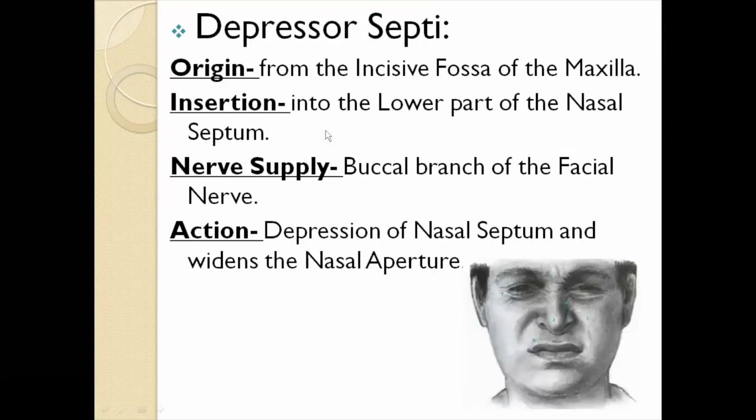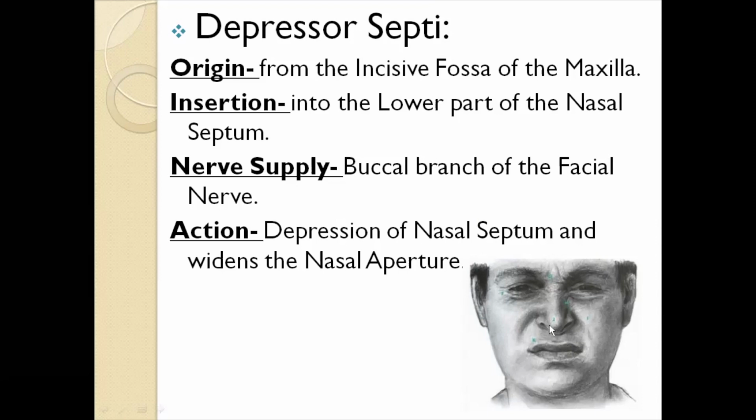Now coming next to the depressor septi, the origin is from the incisive fossa of the maxilla, which is present inside the oral cavity, and it inserts into the lower part of the nasal septum. Like below this cartilage region of our nose, there is a nasal septum present. You must have read about it. It inserts into the lower part of the nasal septum. What is the nerve supply? The nerve supply is the buccal branch of the facial. See, now the facial nerve is supplying, but to be more precise and specific, the buccal branch is mainly supplying the depressor septi.